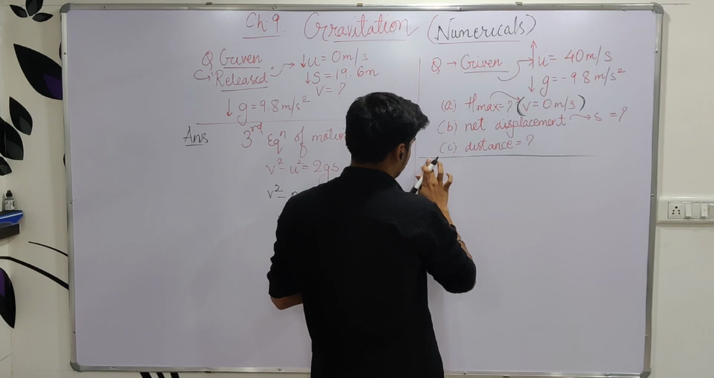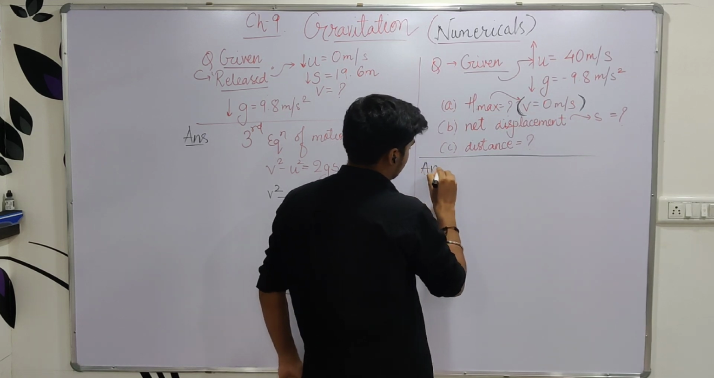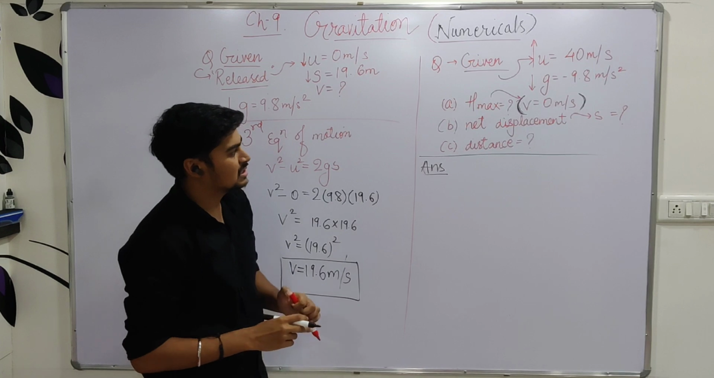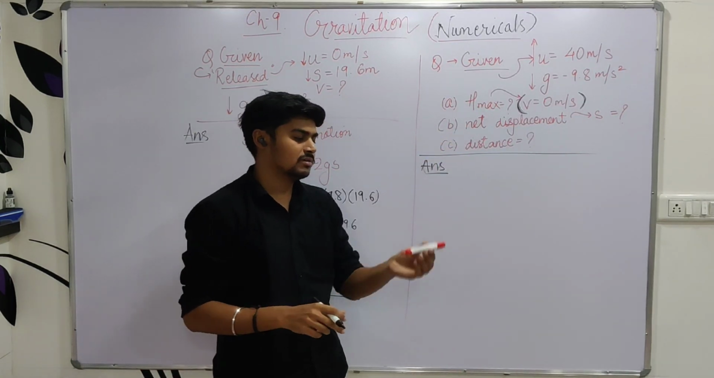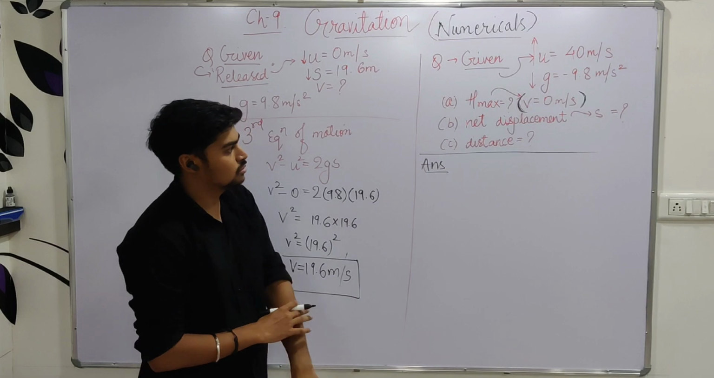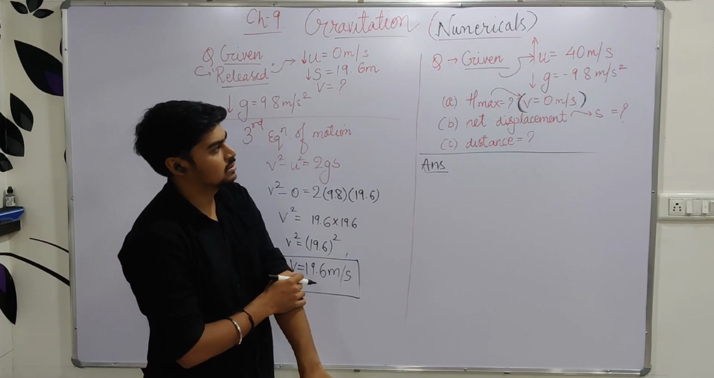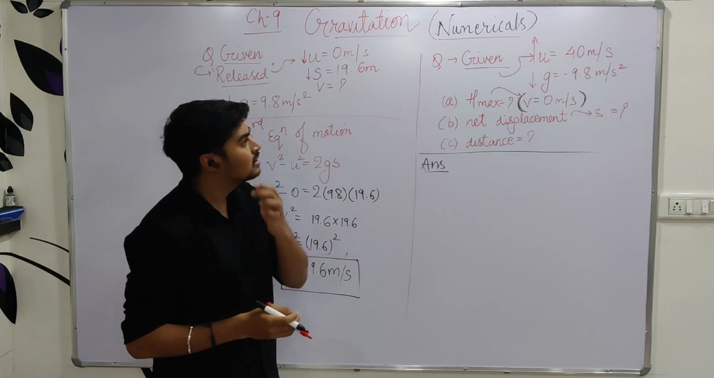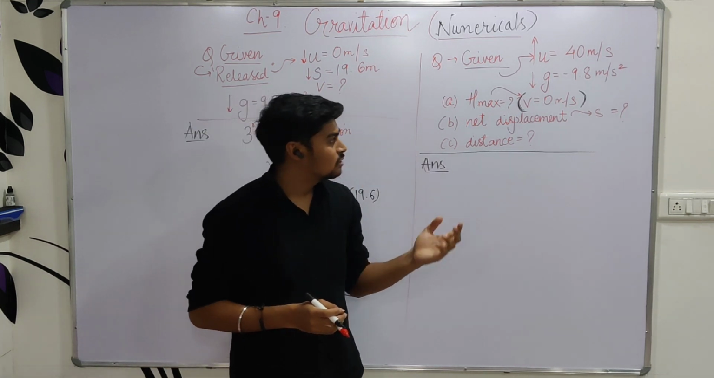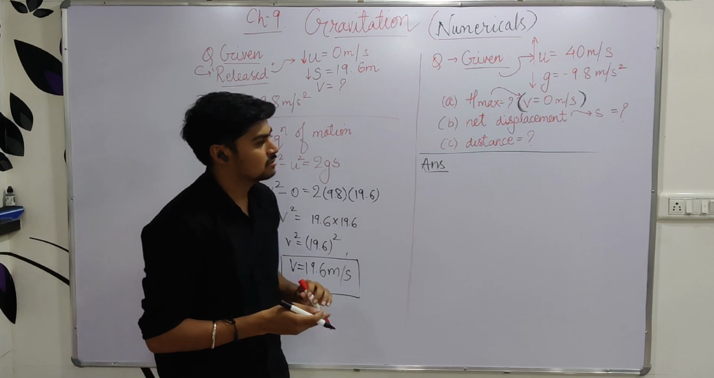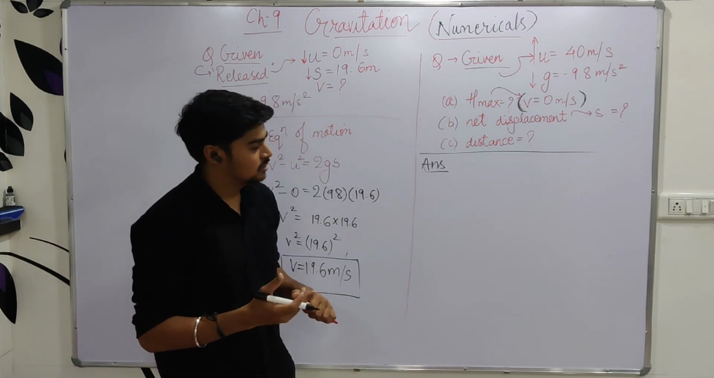First is maximum height. How will I calculate the maximum height? As you know, whenever an object reaches a maximum height, its velocity will be 0. So to calculate that, we can use s is equals to ut plus half at square, but I will need time there. V is equals to u plus at, cannot calculate. We will go again with the third equation of motion, v square minus u square is equals to 2as.